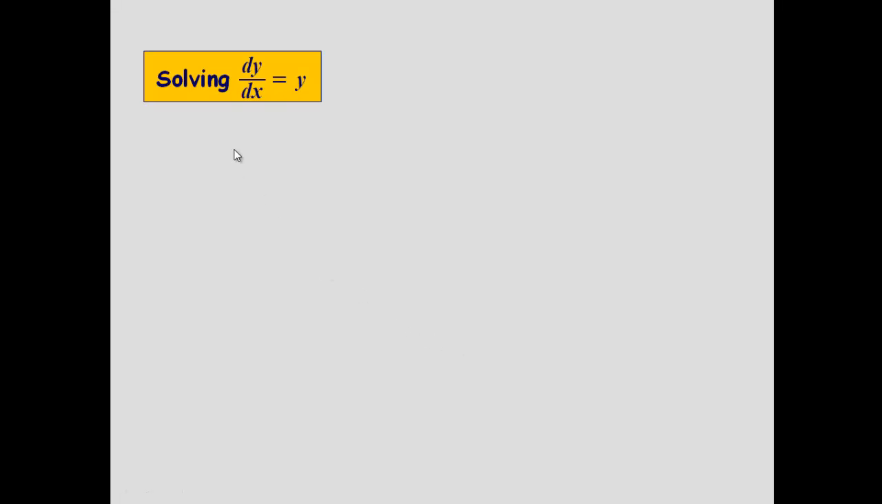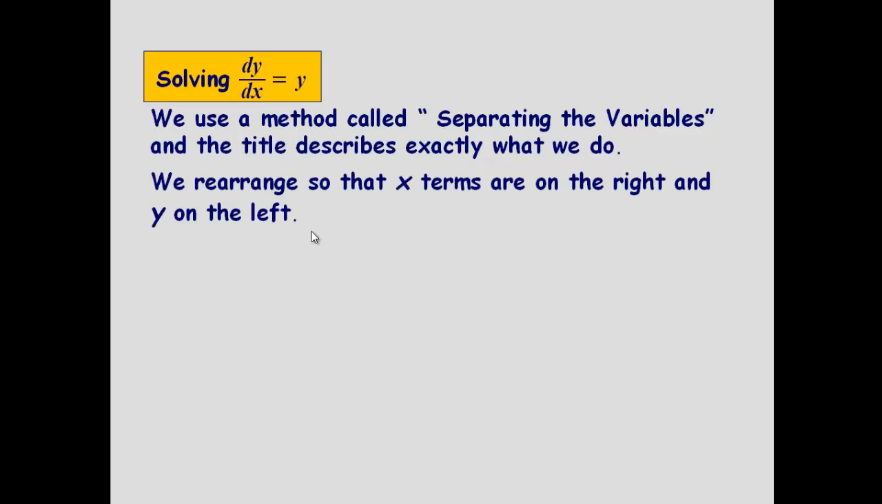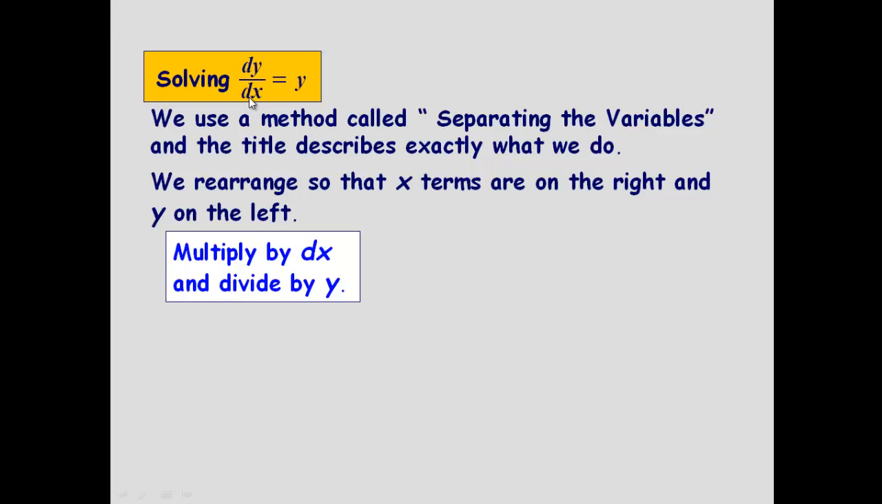We'll now look in a bit more detail at this function here. The beginning of the solving process involves something called separating the variables. We split the y and the x terms so that they're on different sides of the equation. So we rearrange the equation and we end up with the x terms on the right and the y terms on the left. We can achieve that for this equation by multiplying by dx and dividing by y.